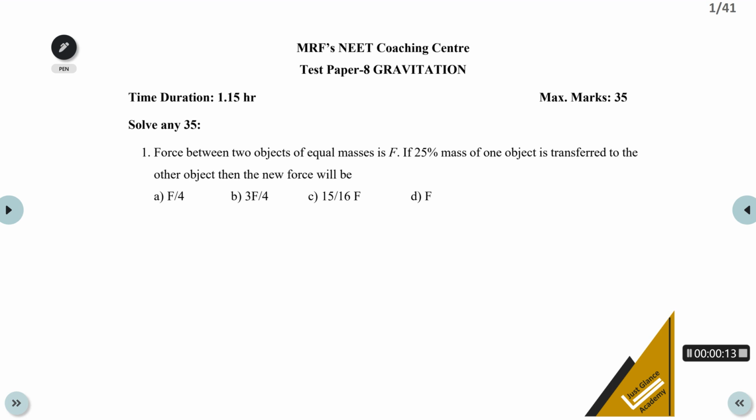First question. Force between two objects of equal masses. One mass is M and the other mass is M. The force is F. We know the equation F equals G M square divided by D square.